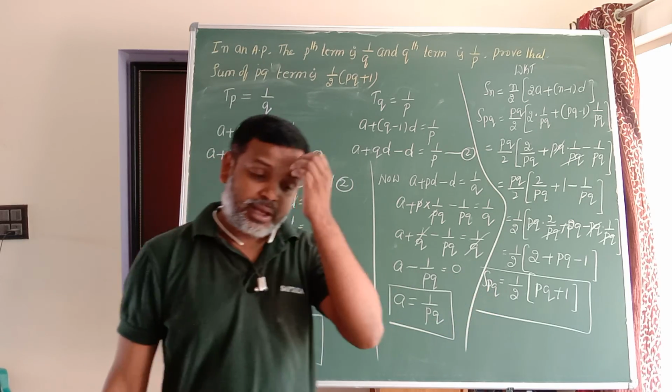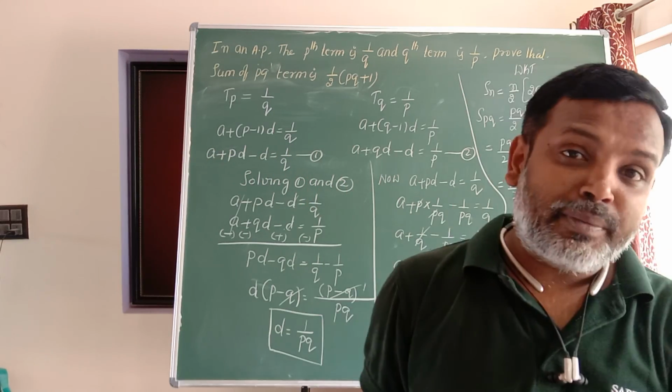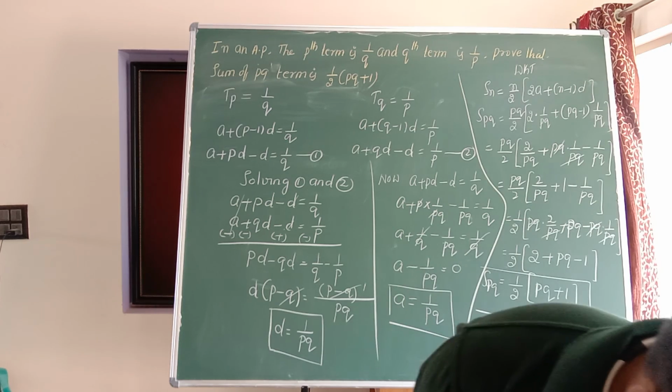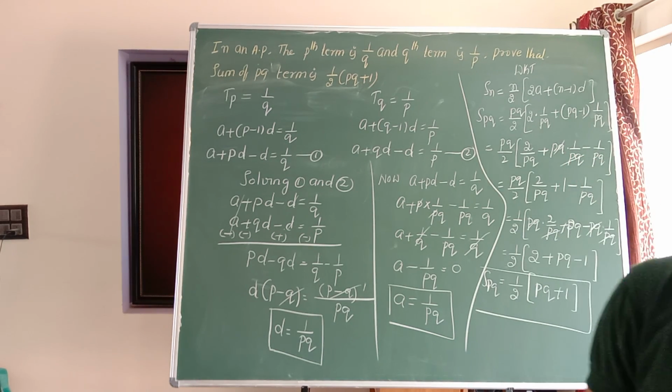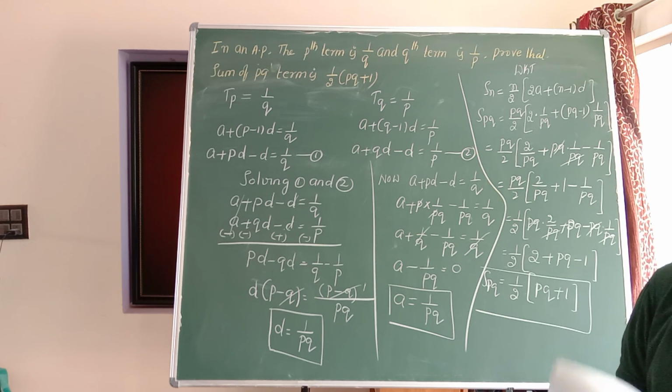Okay, what they are given here: the pth term is 1 by q and the qth term is 1 by p. We have to show that the sum of pq terms is half into (pq plus 1). That is what this particular question is, right? So now let us move on and do some very important problems related to this. Got my point? Very fine.